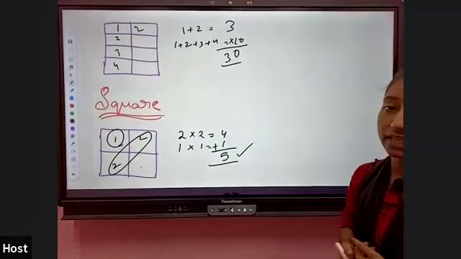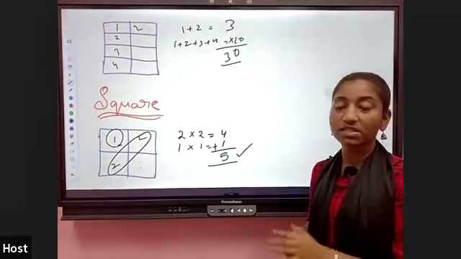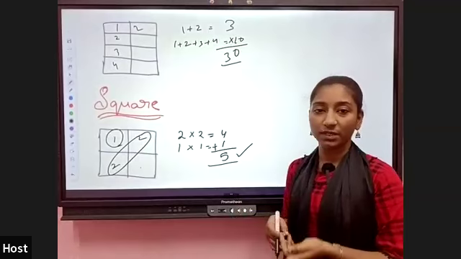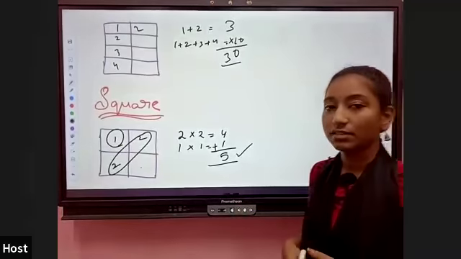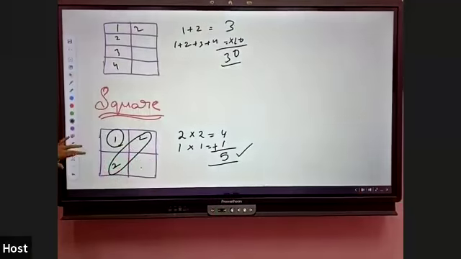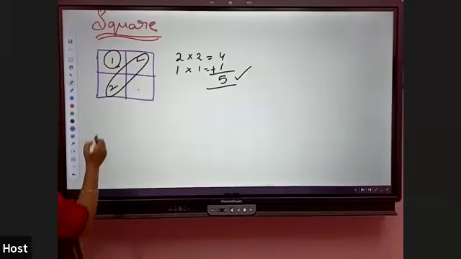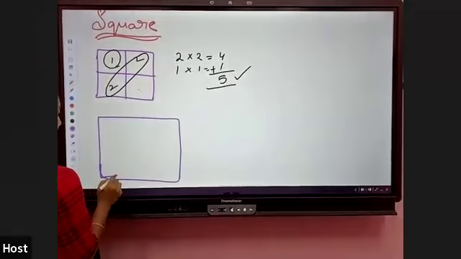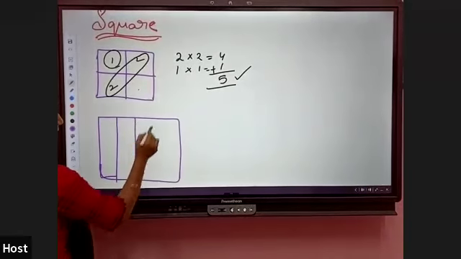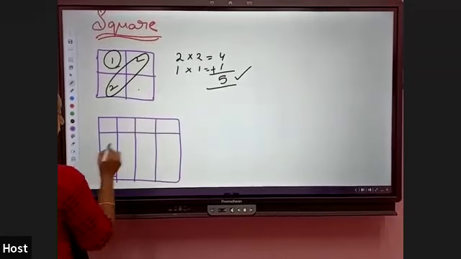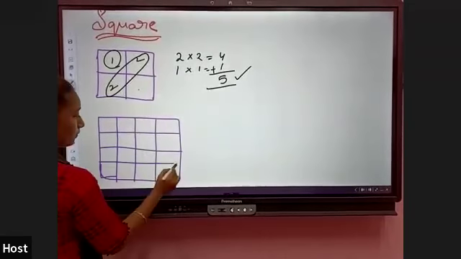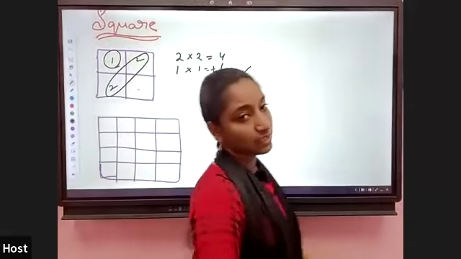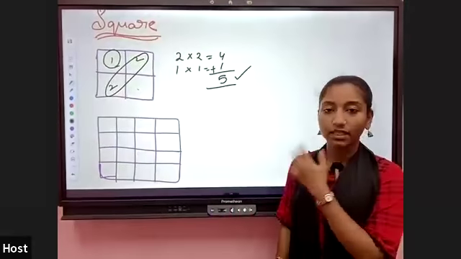So in rectangles, first we added the rows and columns and then did multiplication. But in square, first we do multiplication and after that we add the values. Another example. Like this, they give a square and ask how many squares are there in the given figure.